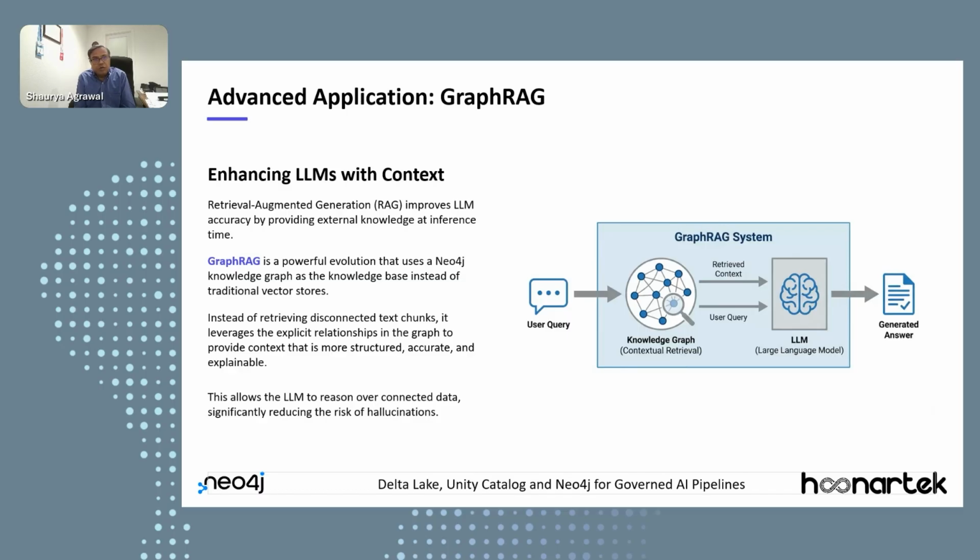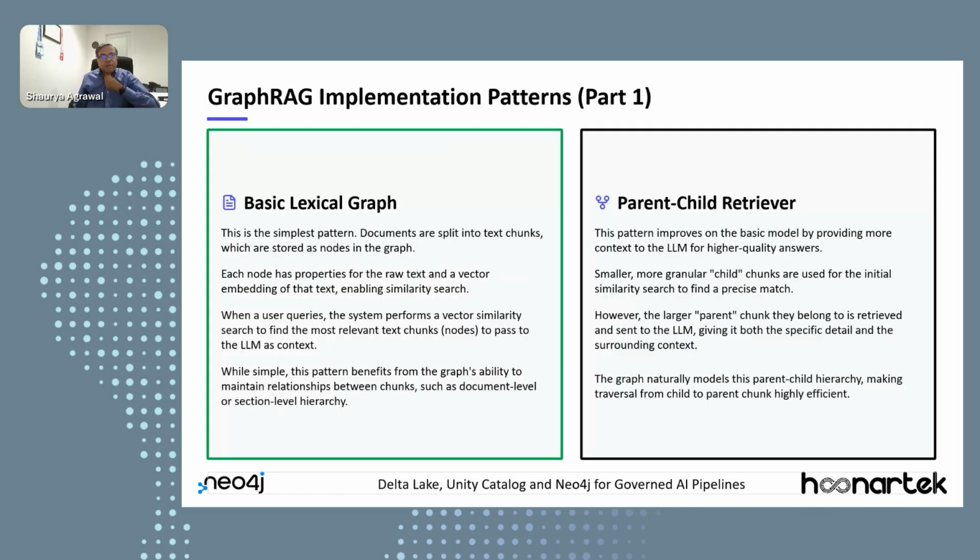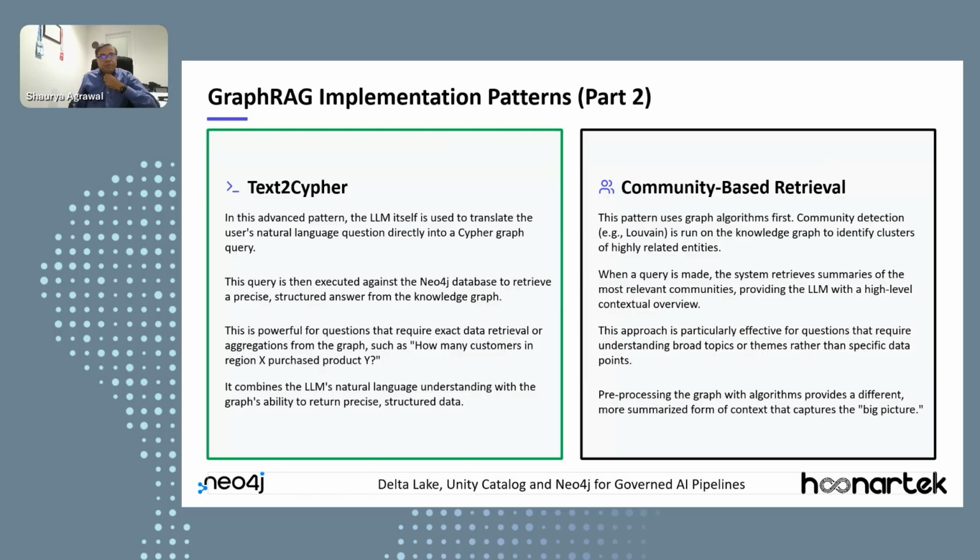Now, with LLMs in play, you can use LLMs in multiple ways with Neo4j. There's a graph LLM system and GraphRAG, wherein I can have a user query converted into knowledge graphs, pass it on to LLMs, and that generates the response, or I can do vice versa. I've done a comparison here. There is a basic lexical graph and then the parent-child retriever. Both ways, based on your business needs, you can approach it.